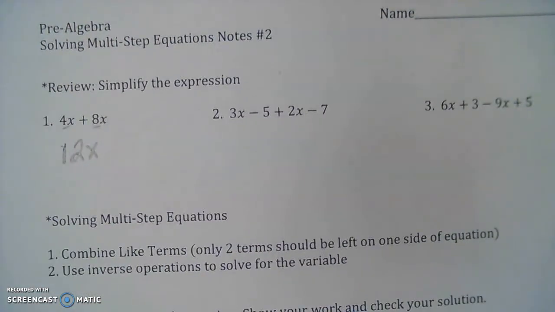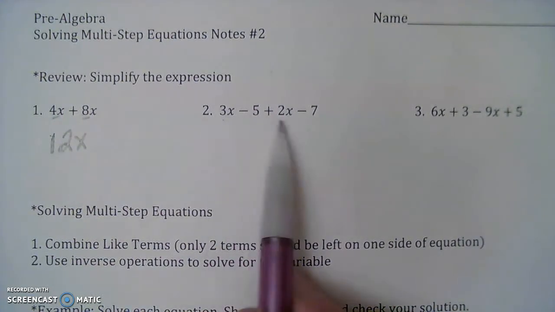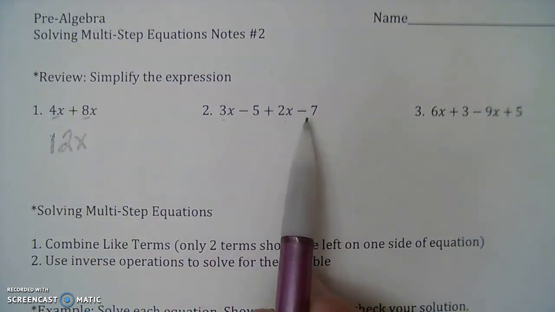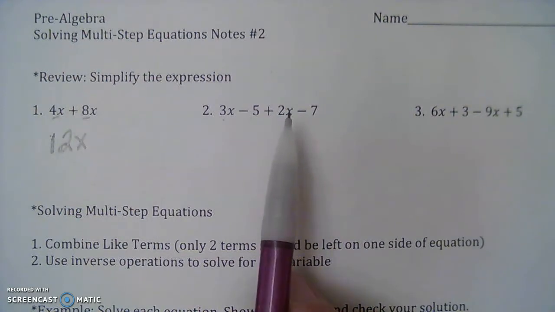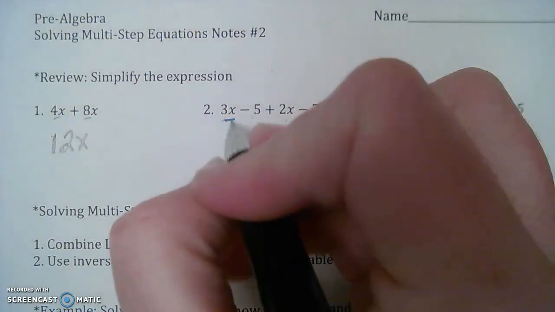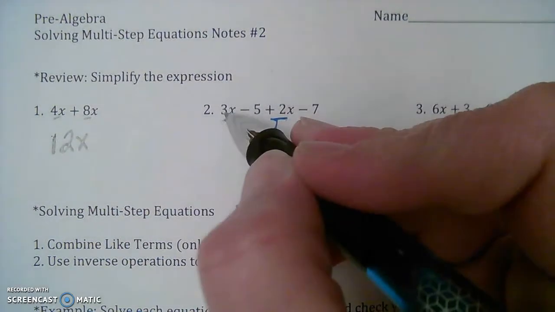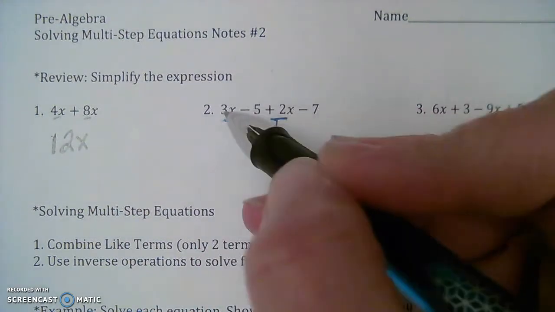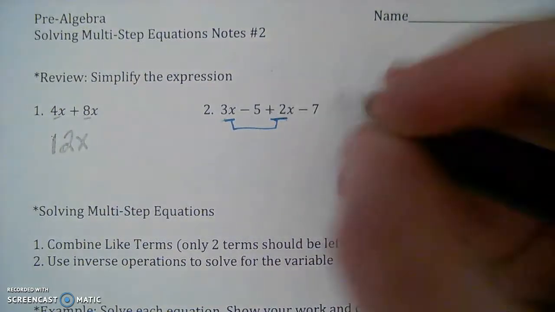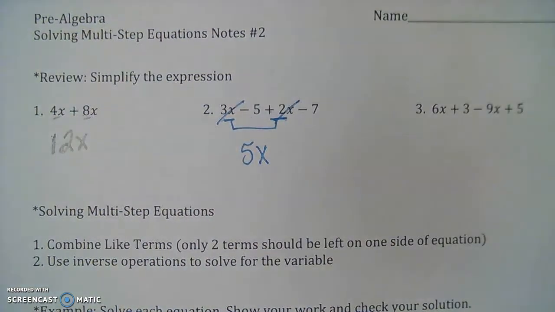Okay. Number two, we have two different types. We have variables, and then we have what are called constant terms, terms that don't have the variable. So remember, you can only put things that match together. So you can put the 3x and the 2x together. So again, do exactly what it says in front of those two terms. 3 plus 2 would give me 5x, and then it helps to cancel those out, okay?